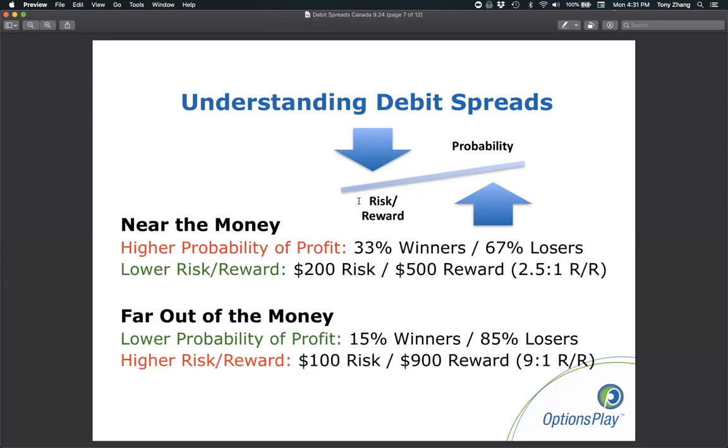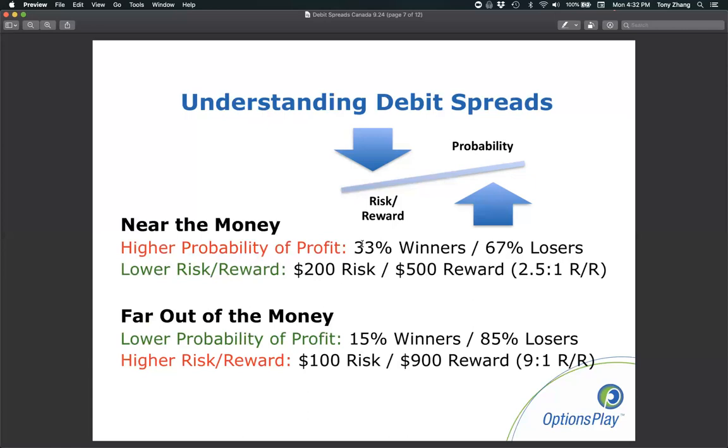And anything that has good risk to reward will typically have low probability. That's just the trade-off that you always will have with any form of trading. It's a matter of finding a level that's suitable for you, a level that's comfortable for you. But more importantly, what you really want to find is how well balanced those two are.